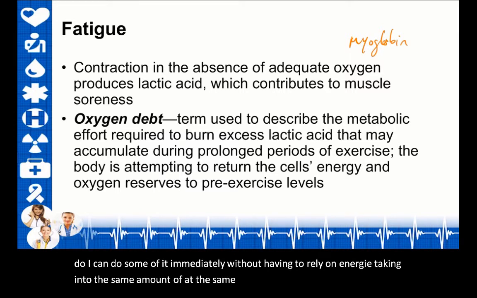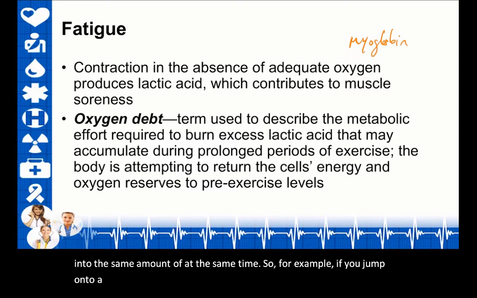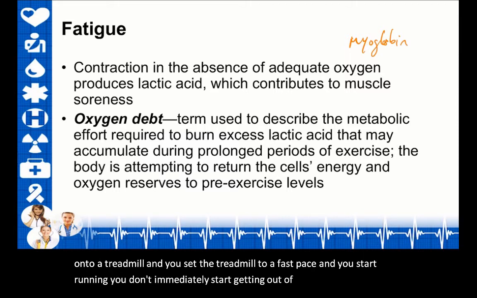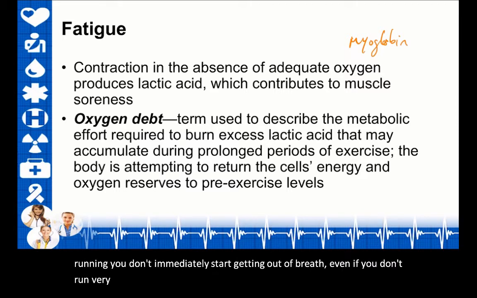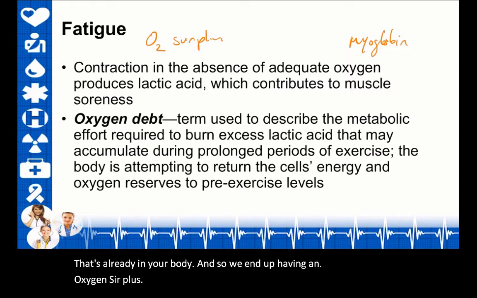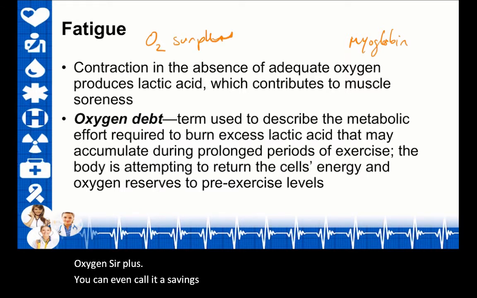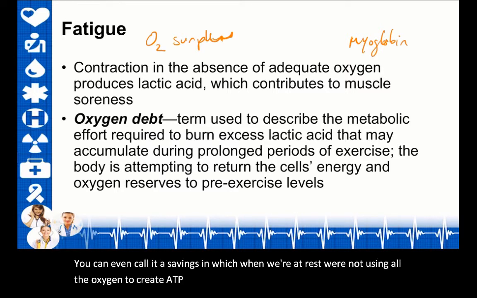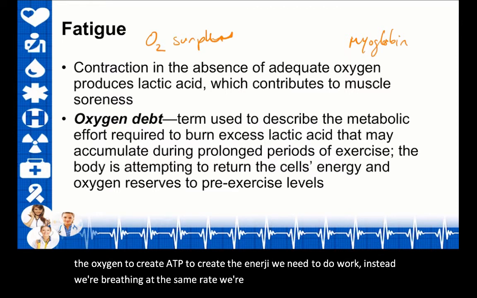So for example, if you jump onto a treadmill and you set the treadmill to a fast pace and you start running, you don't immediately start getting out of breath. Even if you don't run very often, the first few steps that you take, you're working on oxygen that's already in your body. And so we end up having an oxygen surplus. You can even call it a savings, in which when we're at rest, we're not using all the oxygen to create ATP, to create the energy we need to do work. Instead, we're breathing at the same rate. We're just holding on to the excess oxygen that we have.